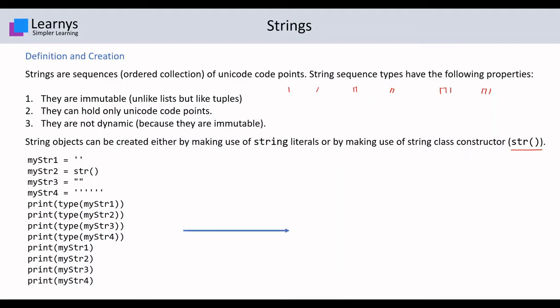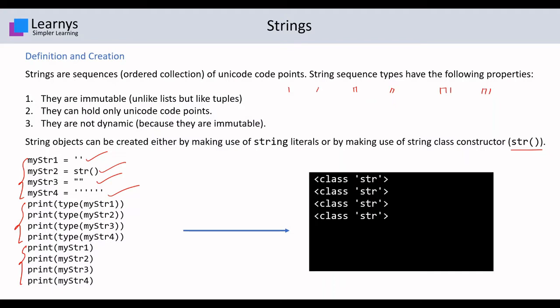Over here, first of all, we are creating 4 strings, then printing the type of the strings and the contents of the strings. The first string is created using single quotes, the third string by double quotes, and the fourth string by triple quotes. They are all empty. The second string is using the str, that is the string class constructor, and is also an empty string. When we run the code, we get as output class str 4 times. That means all these strings are of class str and the contents are empty. So over here there are 4 lines having nothing.